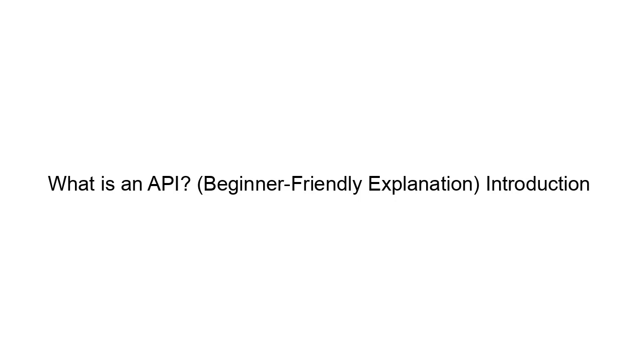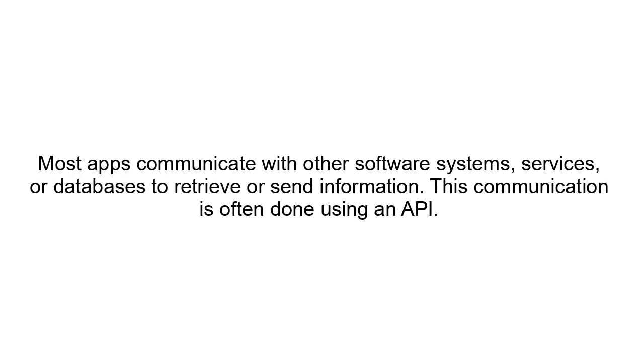What is an API? Beginner-friendly explanation. Introduction. Modern applications rarely work alone. Most apps communicate with other software systems. Services and databases retrieve or send information. This communication is often done using an API.